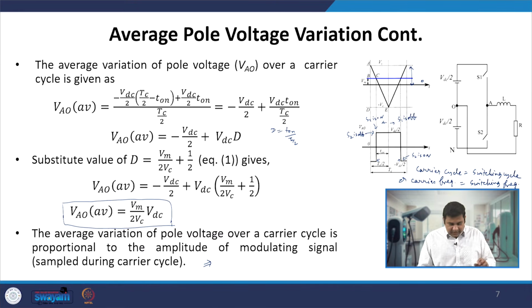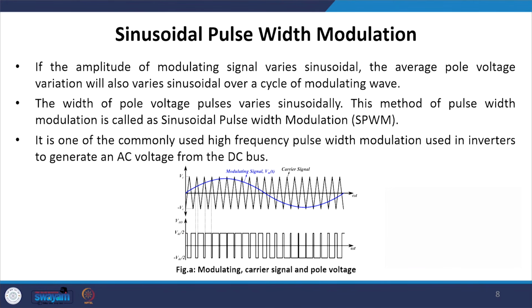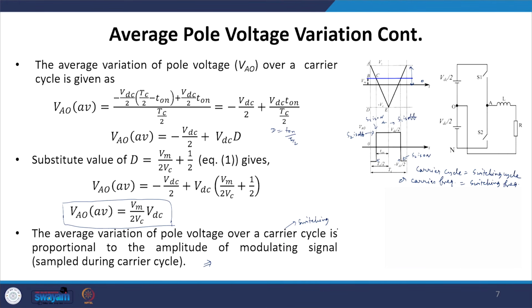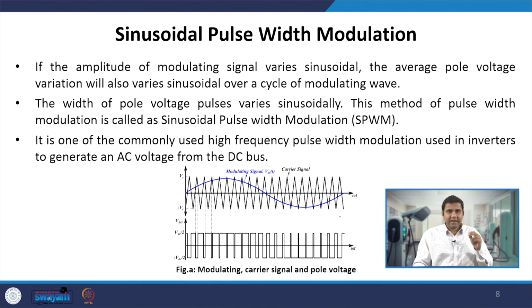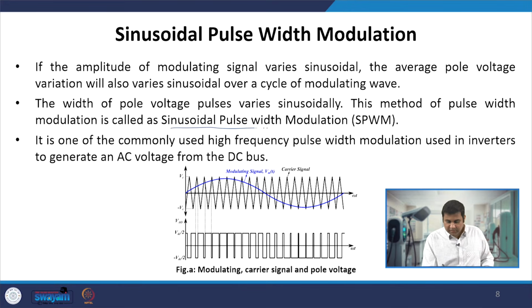So, we have seen that the average pole voltage variation over the carrier cycle, which is also a switching cycle or switching period, is proportional to the amplitude of the modulating signal, which is a constant value over that particular switching cycle. Now, if I can make sure that the amplitude of this modulating signal varies sinusoidally, we can ensure that the average pole voltage variation over the switching cycle also varies sinusoidally, and thus this kind of modulation is called sinusoidal pulse width modulation.